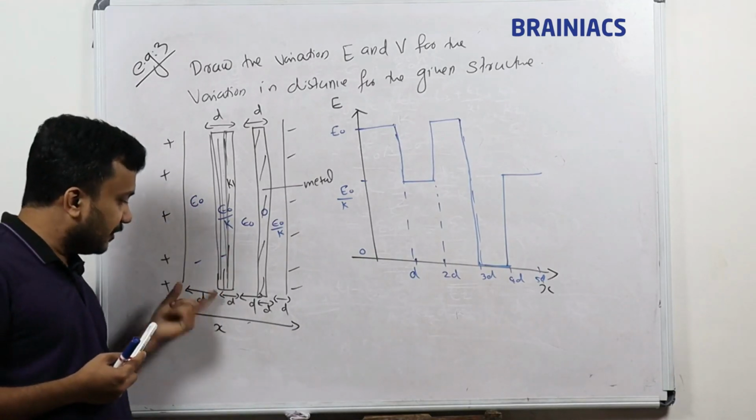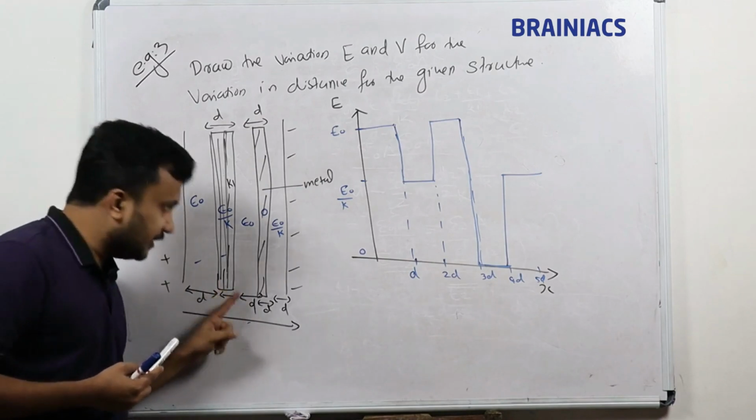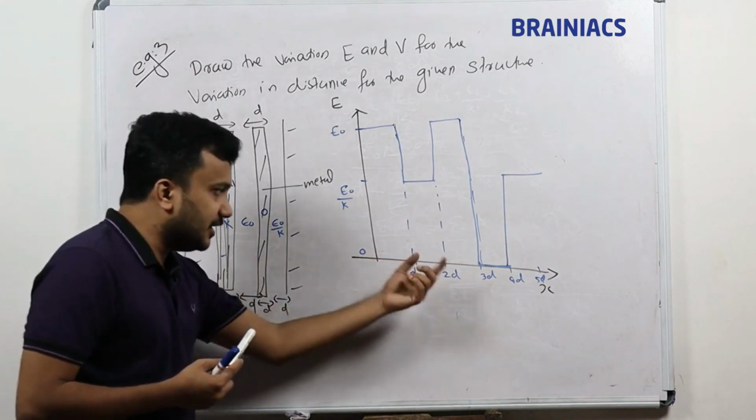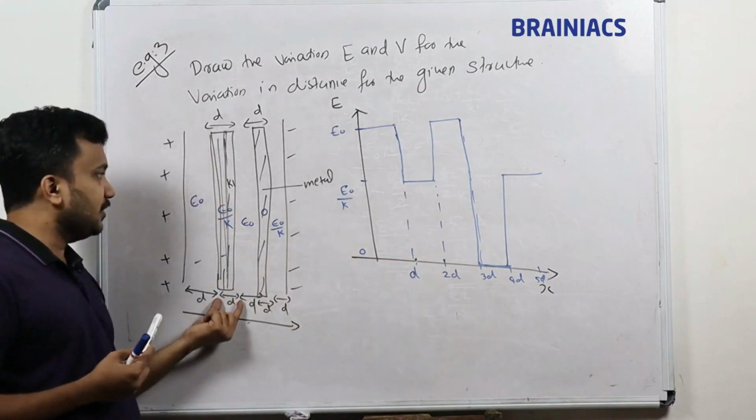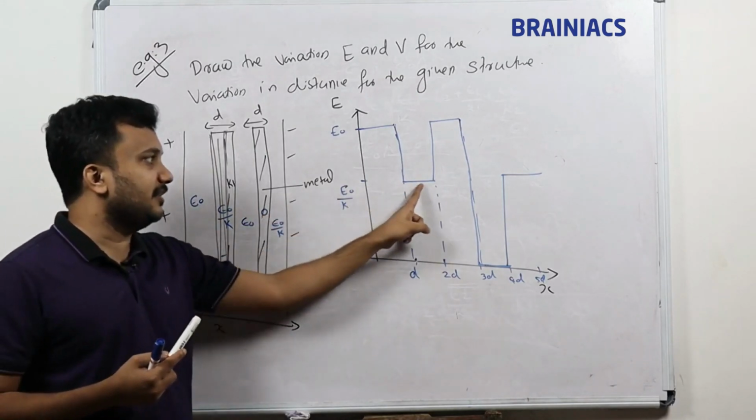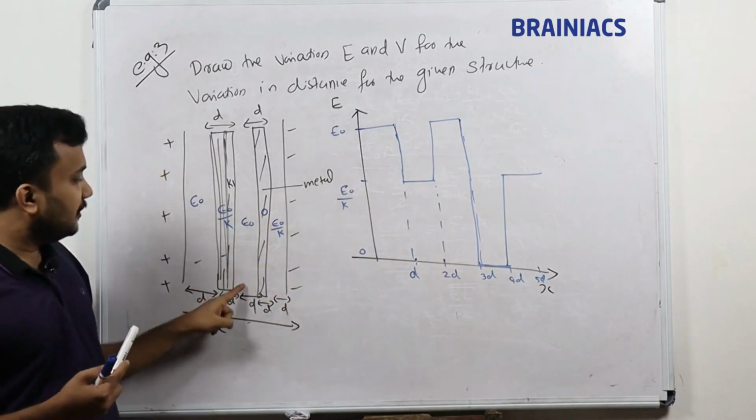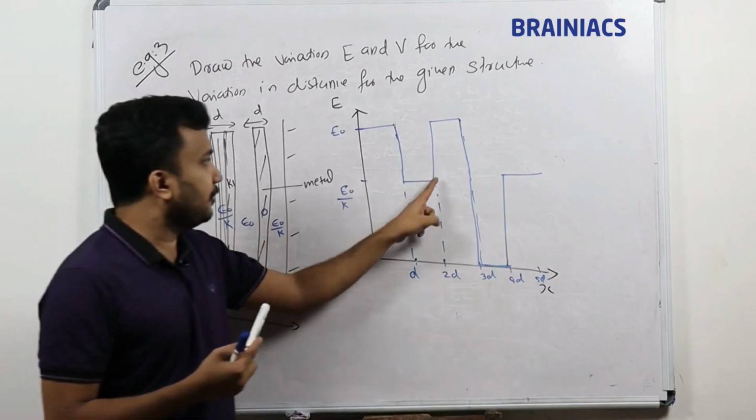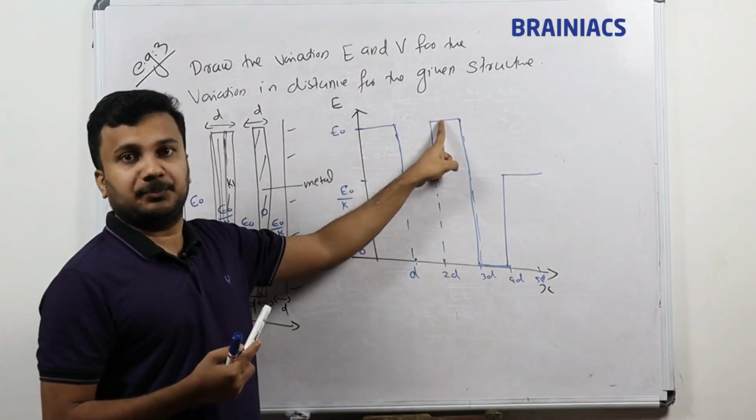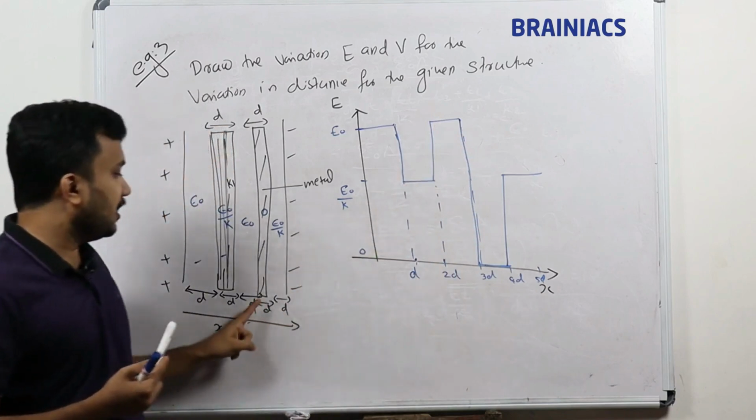So this is from where to where? Here it is D. For the next D, so already we are here. For the next D means D to 2D. This distance, 2D distance, here it is E0 by K, this line. Then the 2D to 3D, it is E0. So from here it goes to the top, and we have reached here. So we are at 3D.